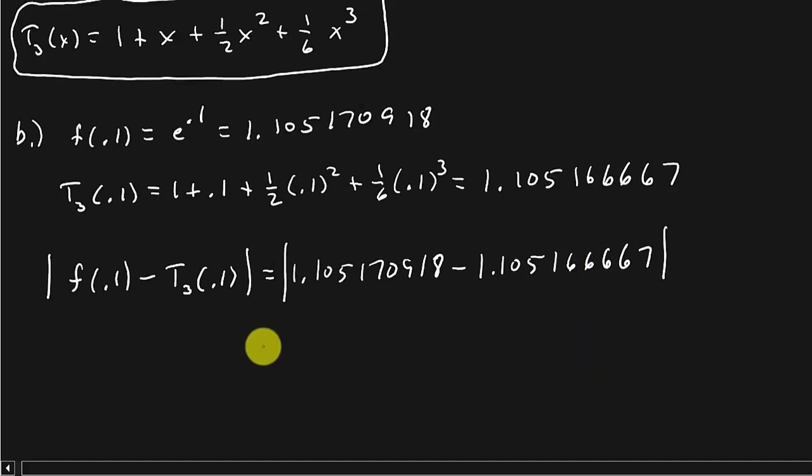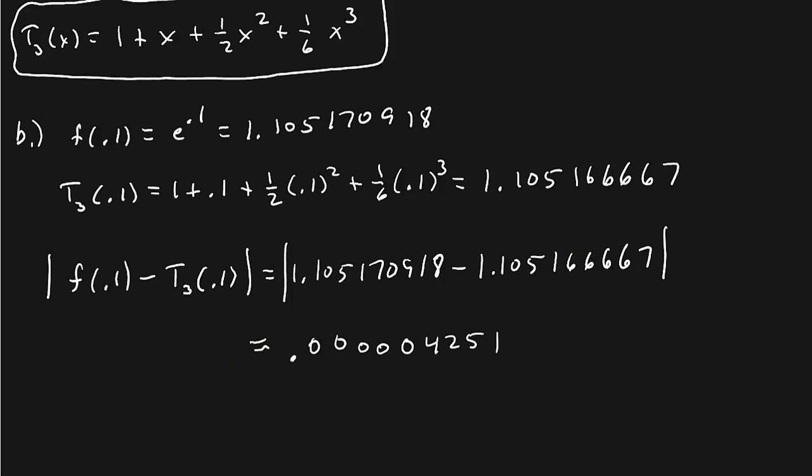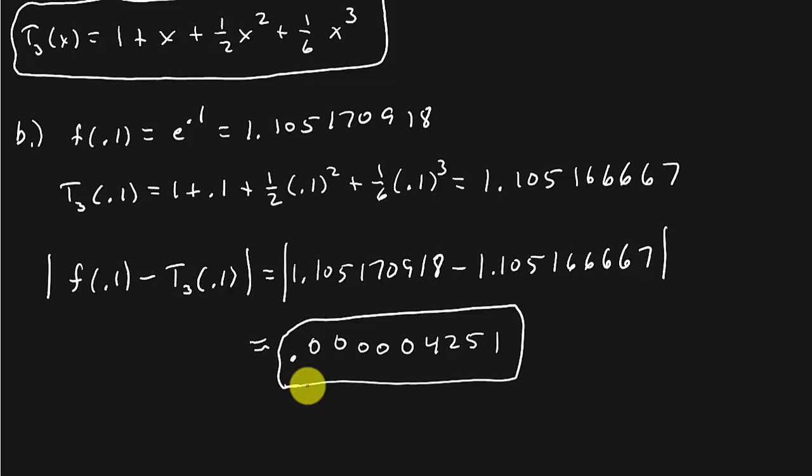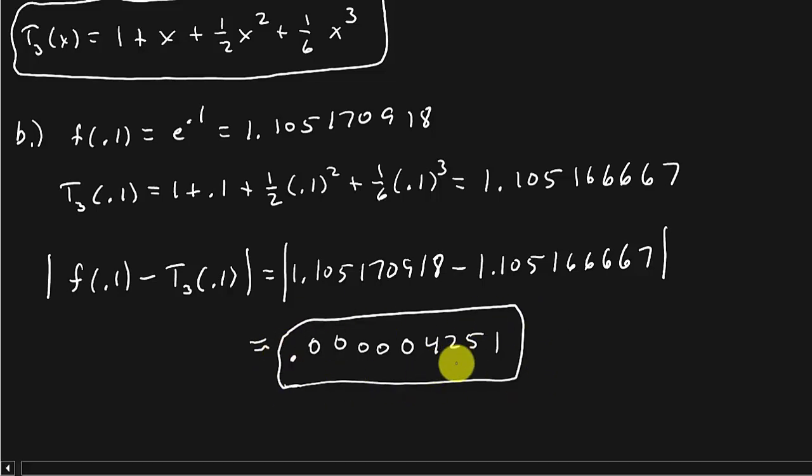And so let's see what that gives us. This is our absolute error, and you can see how close it is. All we did is go to the third Taylor polynomial. You can see it didn't take very long, and we're pretty accurate here.